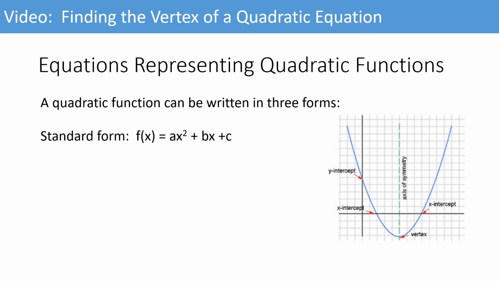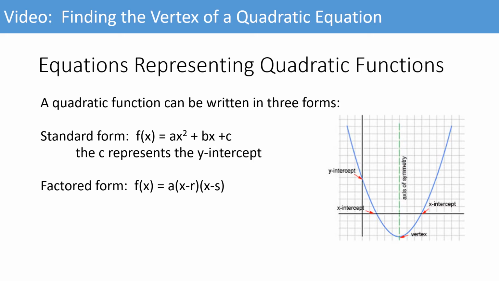You can write a quadratic function in three forms. First is the standard form, which is f(x) equals ax squared plus bx plus c. The c represents the y-intercept, where the graph crosses the y-axis, when x is equal to 0.